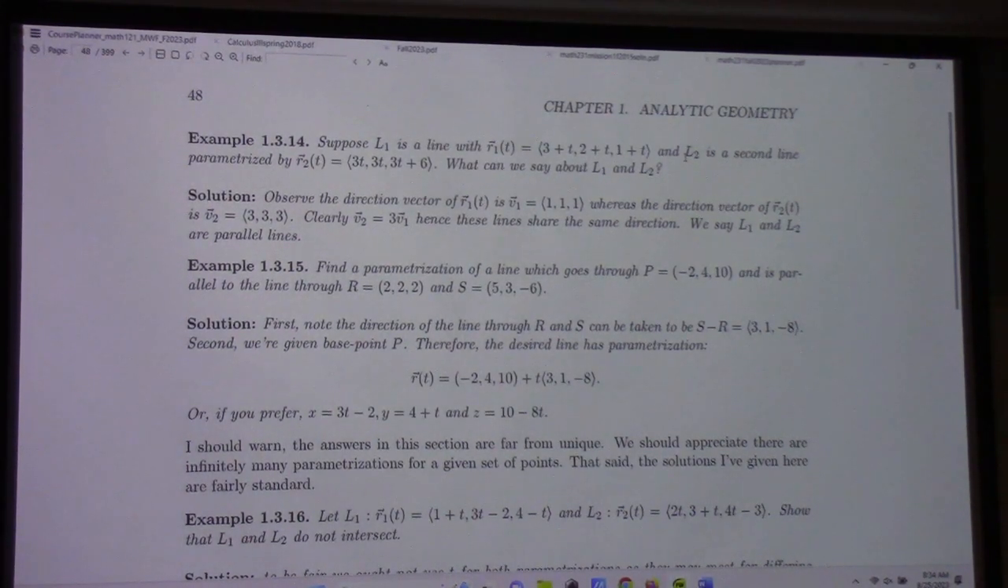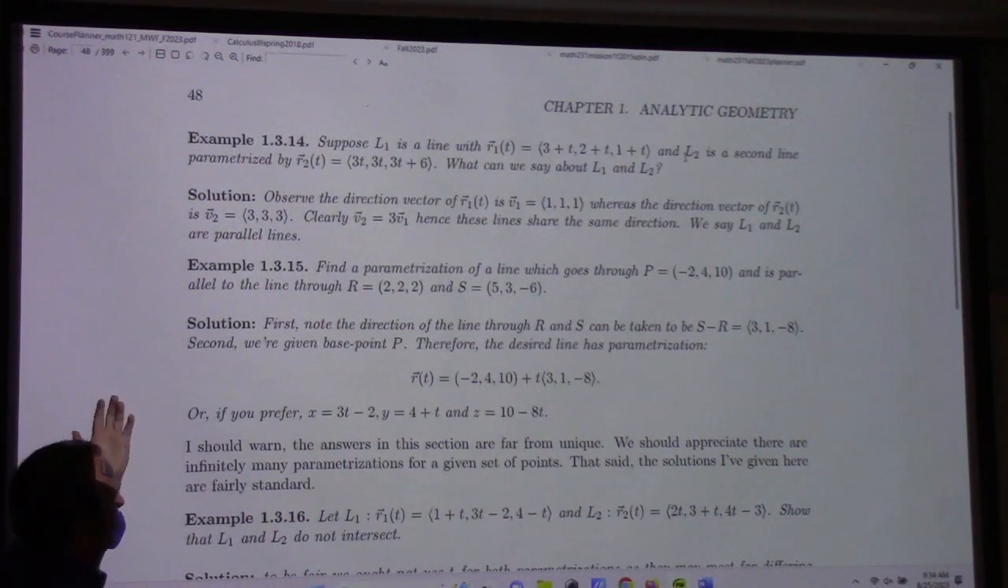The one that's got 3, 3, 3, as we'll learn next week, that means that that path is going faster. Because the direction vector in this context is actually the velocity. So it's got a larger velocity. The magnitude of the velocity, which is the speed, is faster. In this case, 3 times faster.